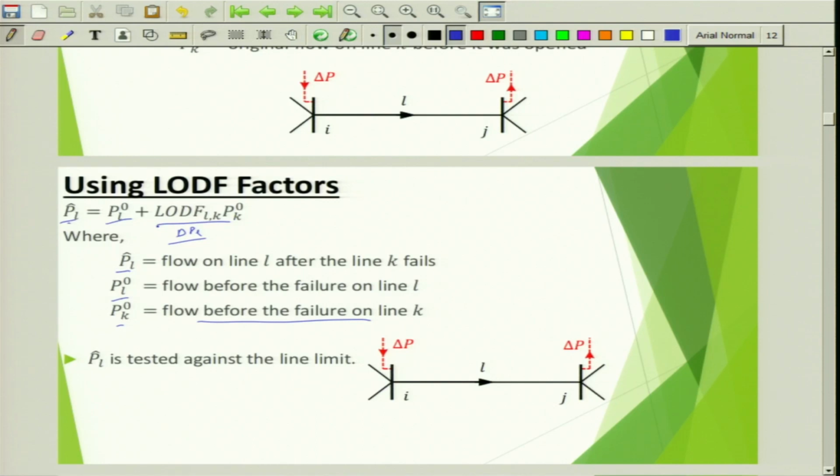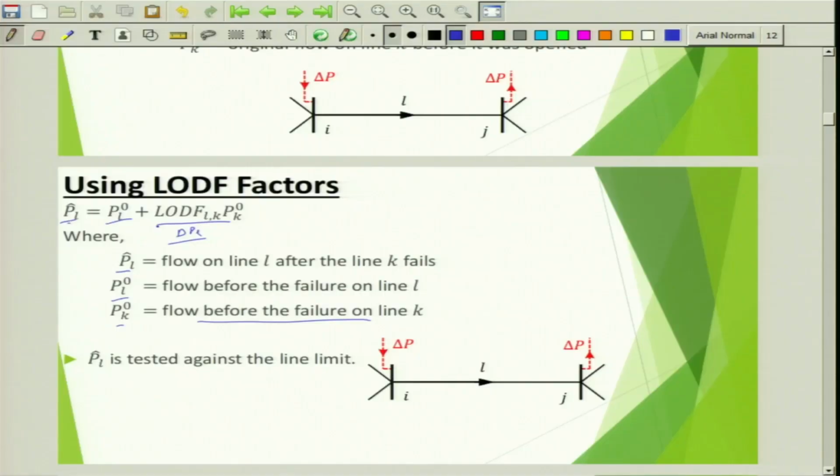What we are trying to do is identify whether any change in generation or any line outage is disturbing the line limits of some line. Ultimately, any line outage or generation outage should not disturb the limits of line power flow. Every line has its own power flow capacity, and it should not be disturbed.